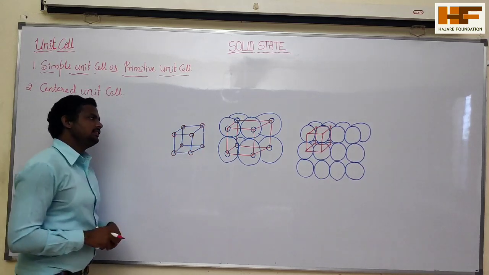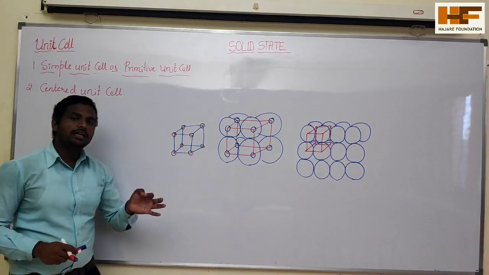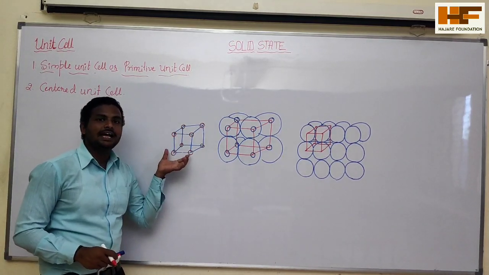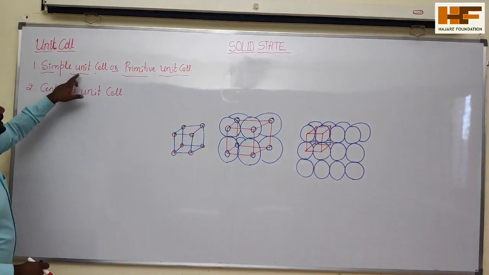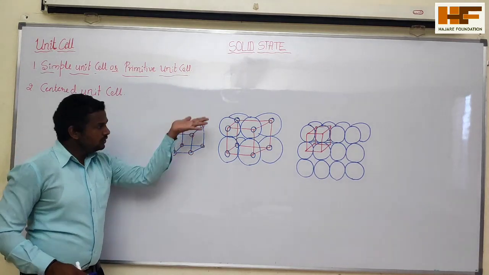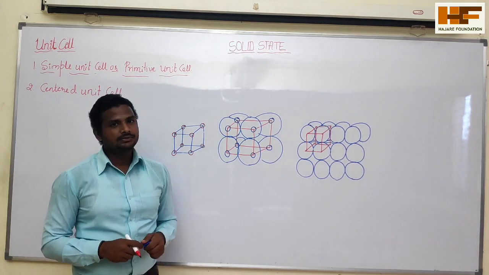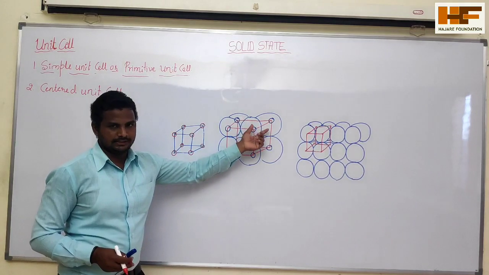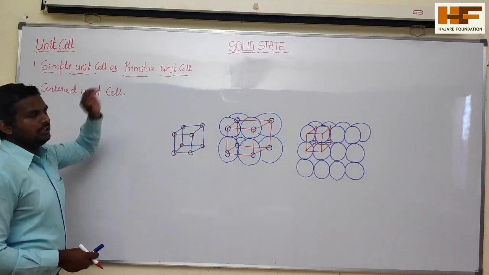This cube we call a simple unit cell. Only the constituent particles or lattice points are present at the corners. This type of unit cell we call a simple unit cell or primitive unit cell. In this, the constituent atoms contribute some part, not all the parts. We will discuss that in a later class. This is about the simple unit cell.